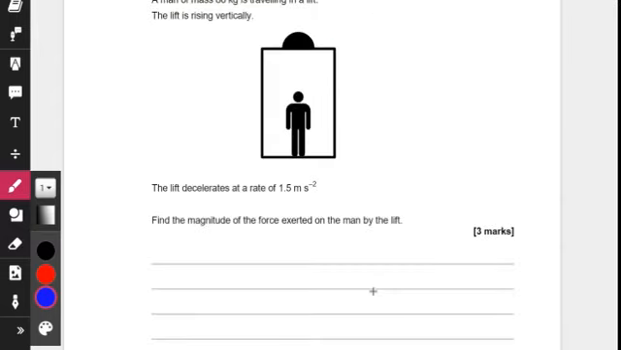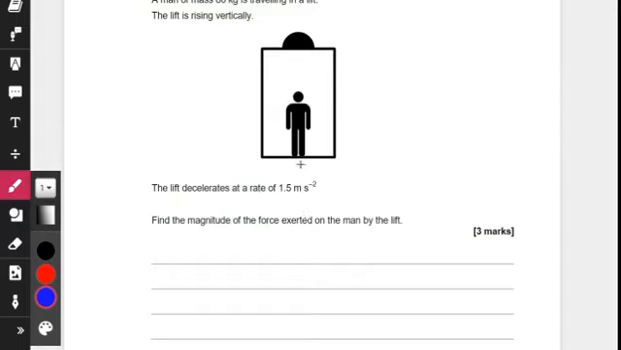Okay, cool. I'll go through this one as well then. In this question, use g equals 10. A man of mass 80 kilograms is traveling in a lift. The lift is rising vertically. The lift decelerates at a rate of 1.5 meters per second squared. Find the magnitude of the force exerted on the man by the lift.